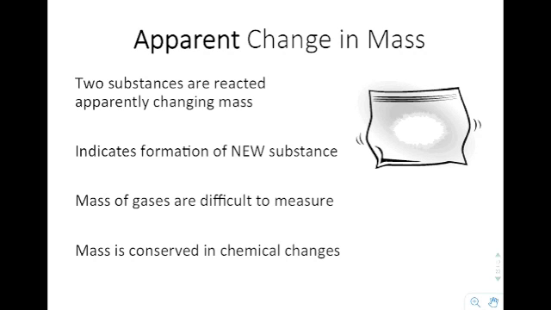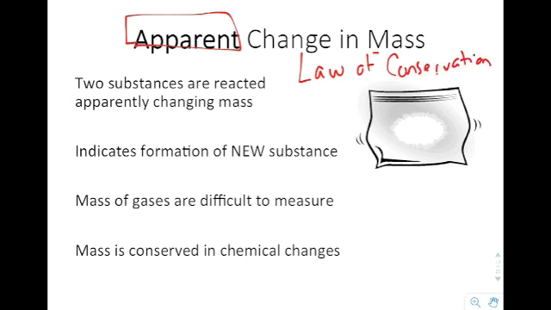The next one is an apparent change in mass. Now, the reason why it says apparent is there is something called the law of conservation of mass. And the law of conservation of mass says that the mass does not change no matter what you do.